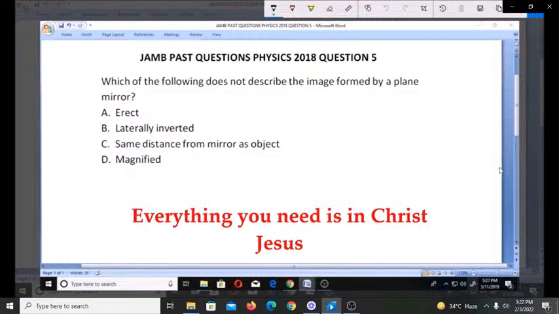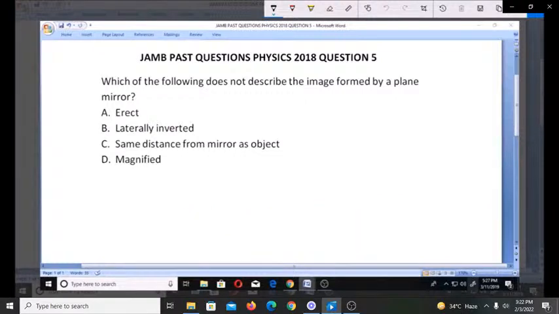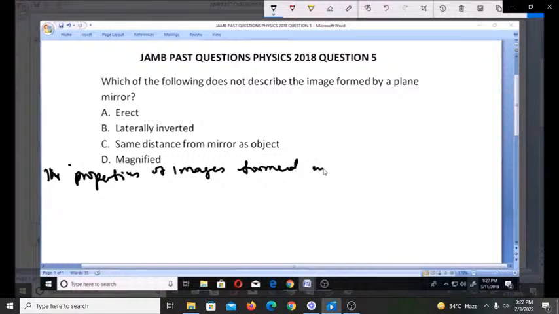formed in a plane mirror. So we need to know this. If we know these properties, then it will be easier for us to be able to identify the answer. Now, we look at the properties of images formed in a plane mirror, which is the question here, so that we can identify from the options that we have here the one that is not there. Now, the following are their properties.